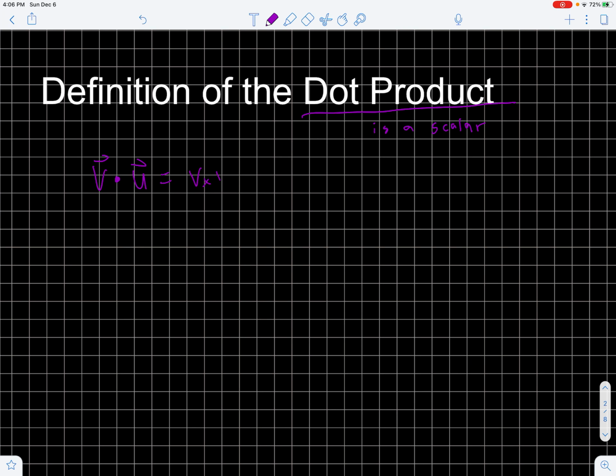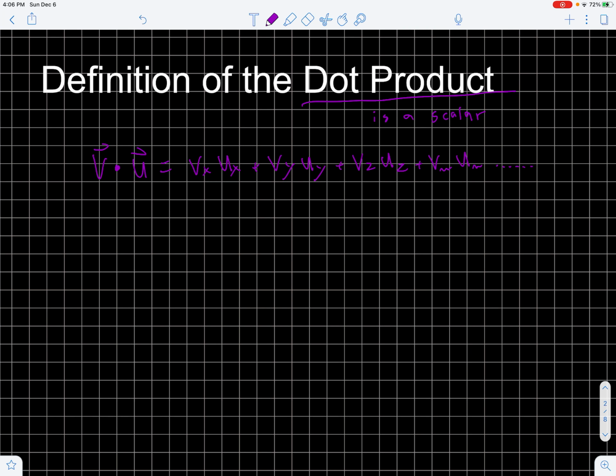The dot product is equal to Vx Ux plus Vy Uy plus Vz Uz if it's in three-dimensional space, plus V whatever U whatever for however many dimensions you're working with. Of course, we're going to just be working in three spaces, so this is all we've got to worry about.